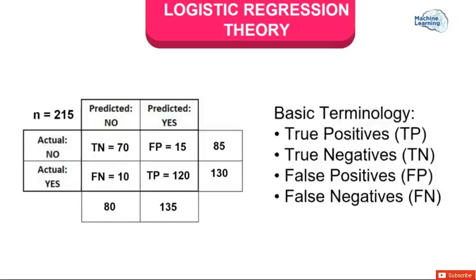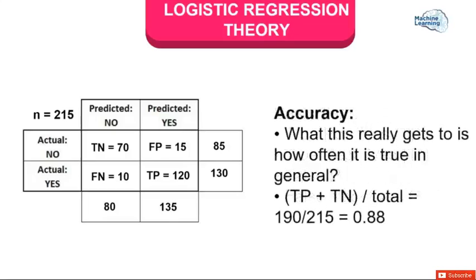Then we can talk about rates. The first rate we can discuss is accuracy. What this really shows us is how often the model is correct in general. A lot of times when you hear reports on studies, they'll just tell you the accuracy. The accuracy is calculated by the number of true positives plus the number of true negatives over the total. So in this case, our model is 88% accurate.